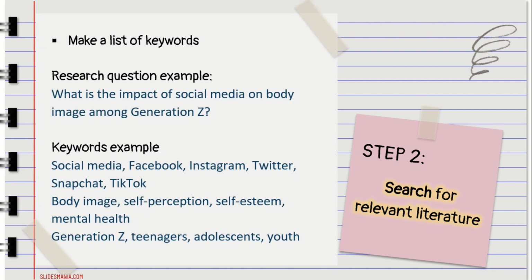Aside from this one, to make the search easier, it is also important to make a list of keywords. Say for instance, if our research question is, what is the impact of social media on body image among Generation Z? We could have the following keywords. Example, social media, Facebook, Instagram, Twitter, Snapchat, TikTok, body image, self-perception, self-esteem, mental health, Generation Z, teenagers, adolescents, youth, and so on.